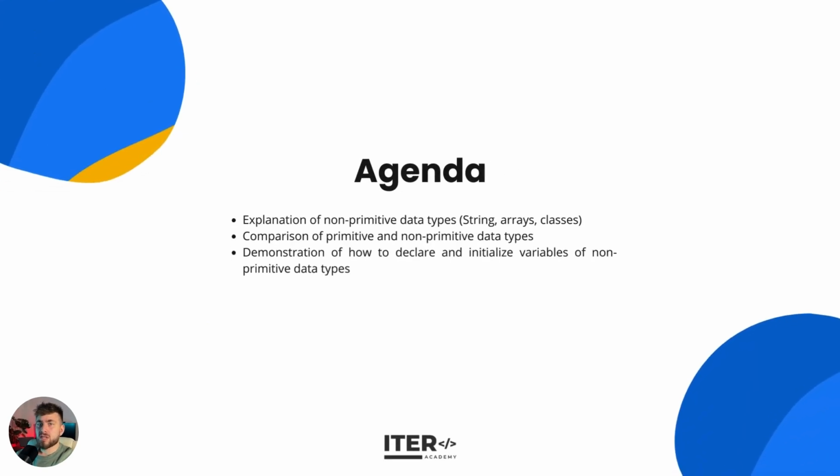During this lesson, we will discuss the following topics. The first one is the explanation of non-primitive data types like strings, arrays, and classes. Then we'll compare primitive and non-primitive data types, and we'll see a demonstration of how to declare and initialize variables of non-primitive data types.